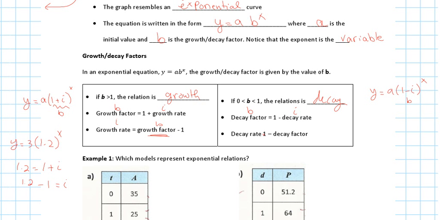So if I have something that looks like this, y equals, give me an example with a decay. Okay, so give me a number that's between 0 and 1.